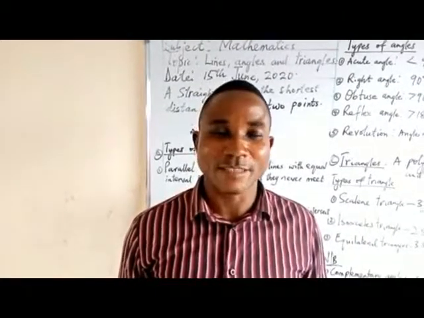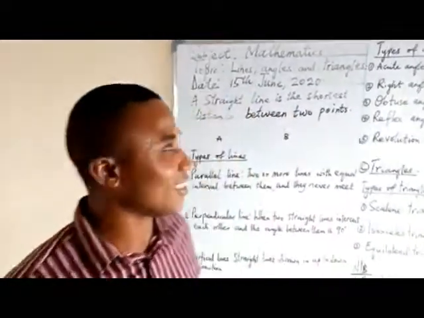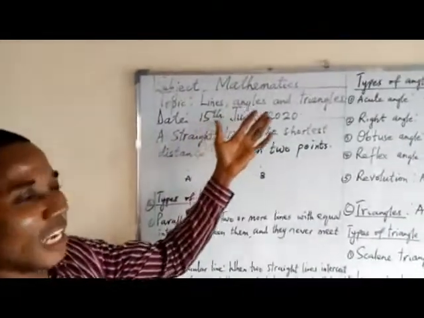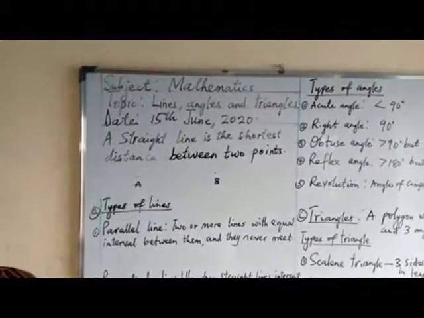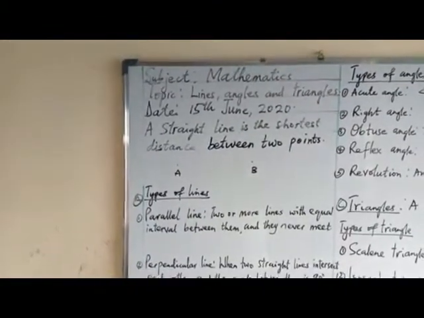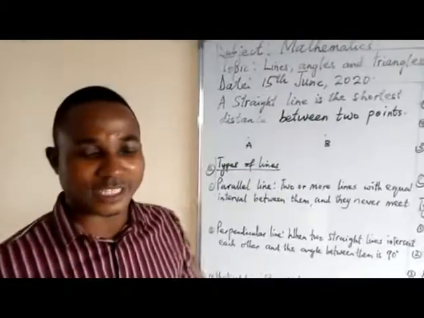We are going to learn mathematics and the topic is lines, angles and triangles. First of all, I want to know what a line is, a straight line. A straight line is the shortest distance between 2 points, just like this marker I'm holding here.